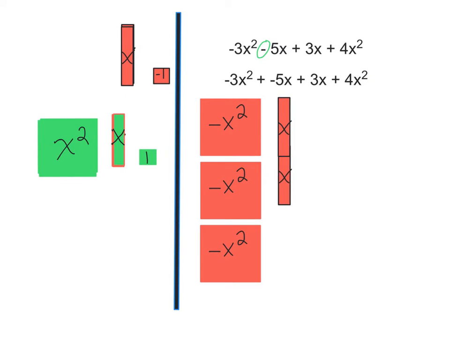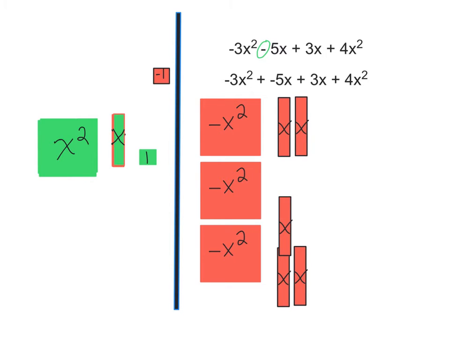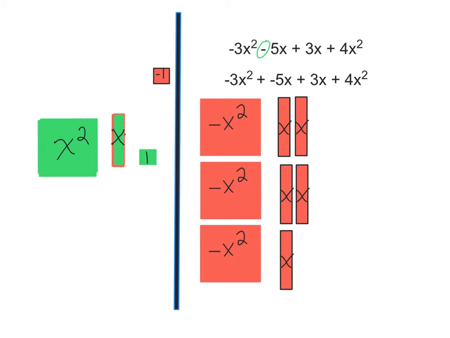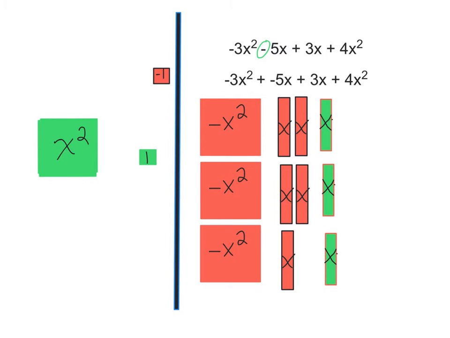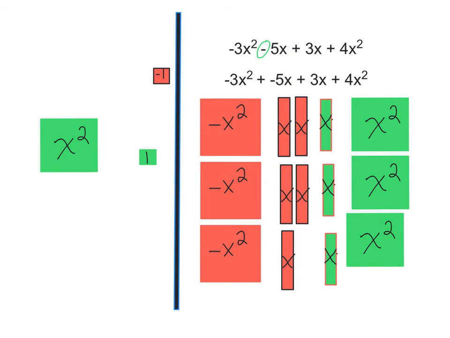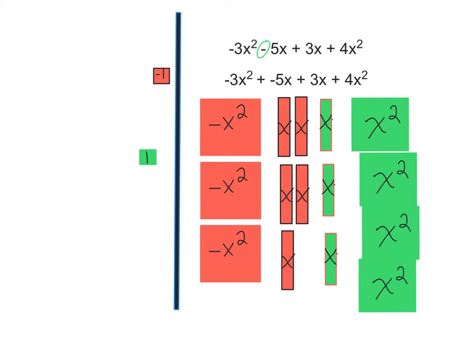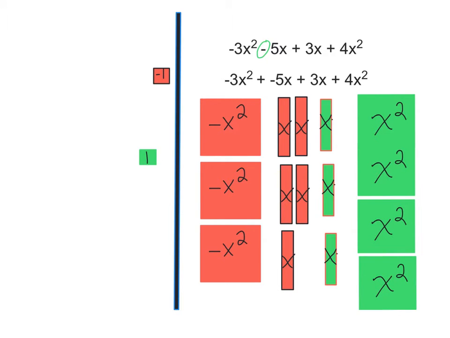1, 2, 3, 4. Do I have enough room? 5. Okay, I might have to do it like this. Now we're going to add 3 positive x's. So 1, 2, 3. And we're also going to add 4x squared. So those are positive. So 1, 2, 3, 4. So now what we're going to do is tiles that are the same size and shape we can put together.